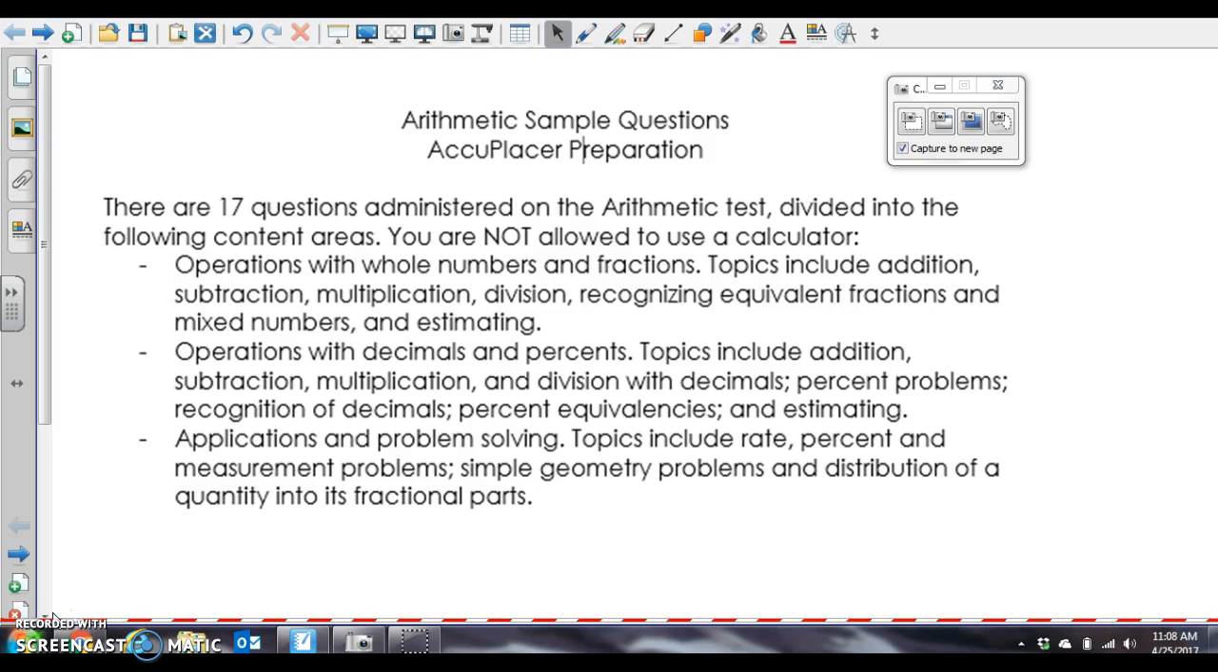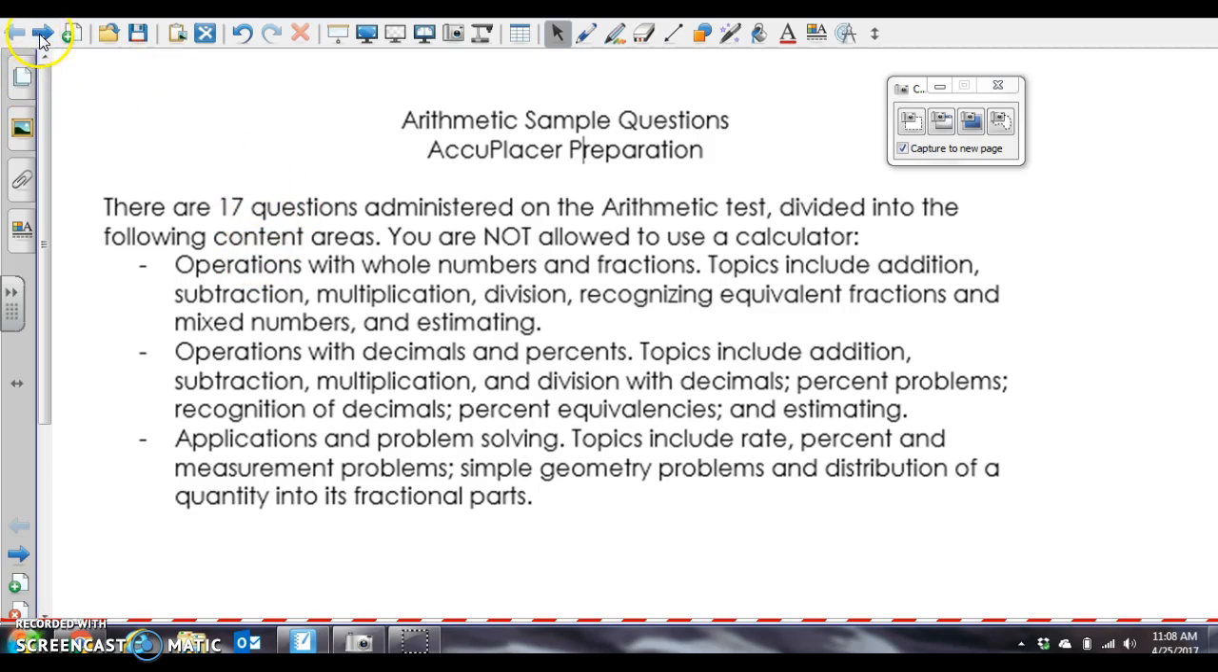So the next one's operations with decimals and percents, including addition, subtraction, multiplication, division with decimals, percent problems, recognition of decimals, percent equivalents, and estimating. And then you could also see problems where you're doing applications and problem solving, including rate, percent, and measurement problems, and simple geometry problems and distribution of a quantity into its fractional parts. So you'll see a ton of these problems so you can get some good examples.